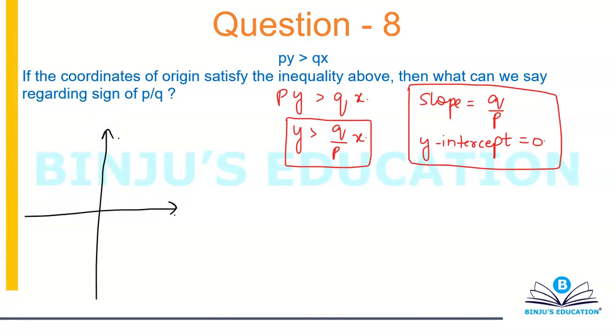One thing I can have is Q by P as positive. In that case, both Q and P can be positive, or both Q and P can be negative. I can also have Q by P as negative, and I can also have Q by P equal to 0. I can also have Q by P undefined.